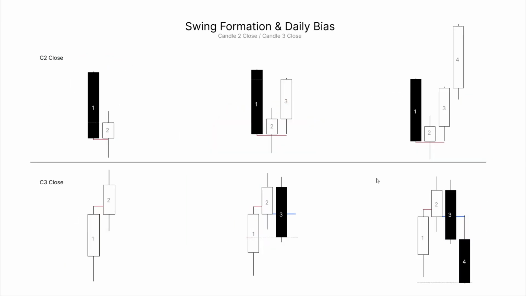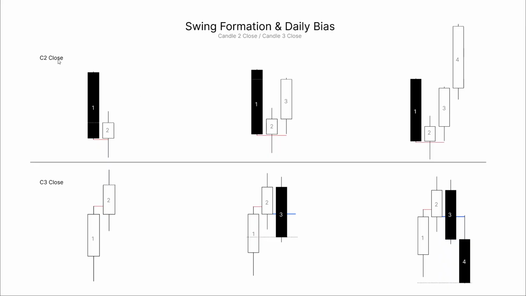Let's take a look at swing formation and daily bias. What is a swing point? A swing point is generally a 3-candle pattern where candle 1 and candle 3 fail to take candle 2's low, if in a bullish scenario. But if in a bearish scenario, candle 1 and candle 3 will not take the high of candle 2.